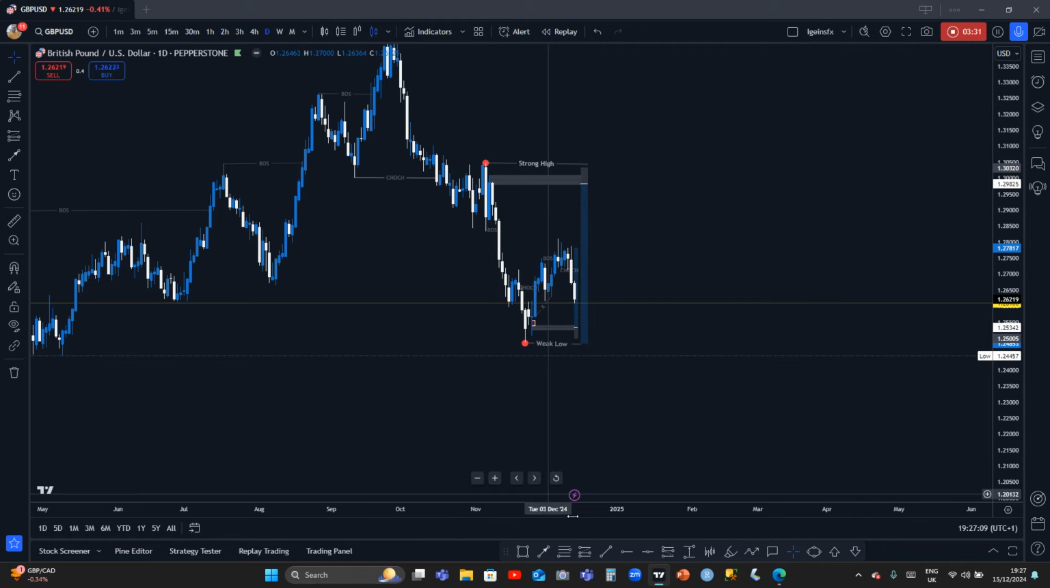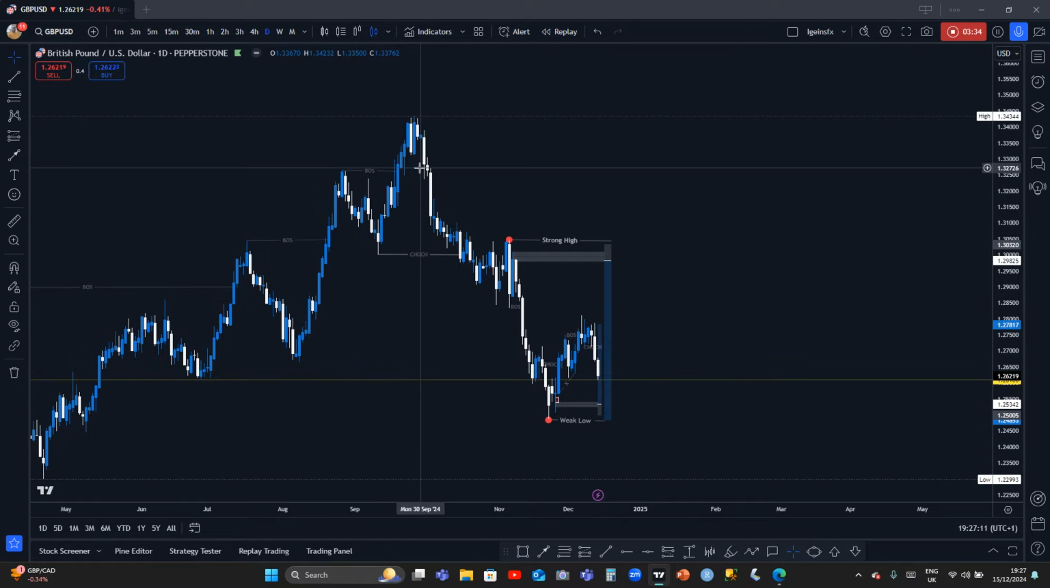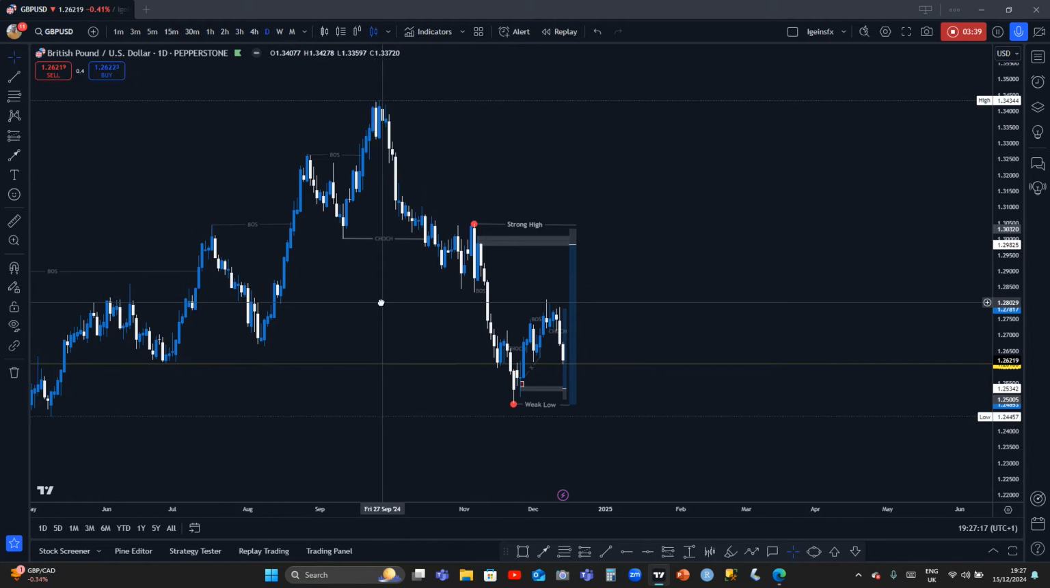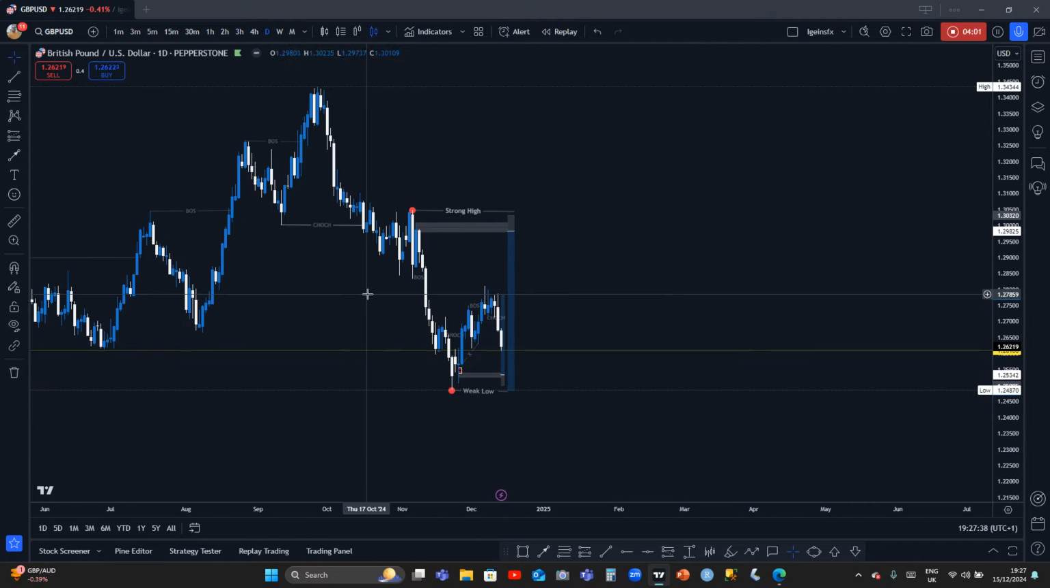Now we can see that price action created a weak low here. This is a strong high that broke the structure after the change of character. There was a pullback that finally broke the structure to the downside, and now it has created a low. This low is regarded as a weak low. Why? Because this high broke structure to the downside and created a low. So this high has done its job.